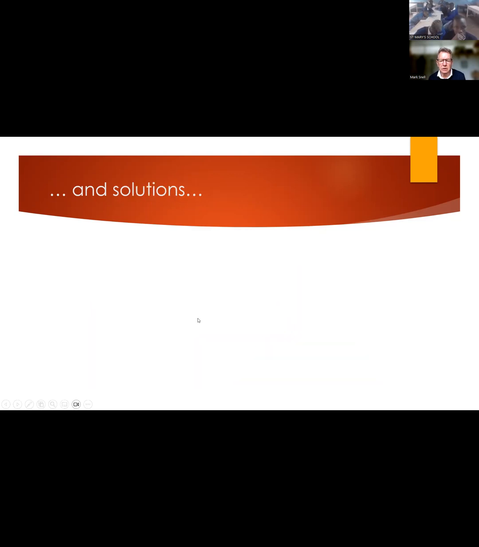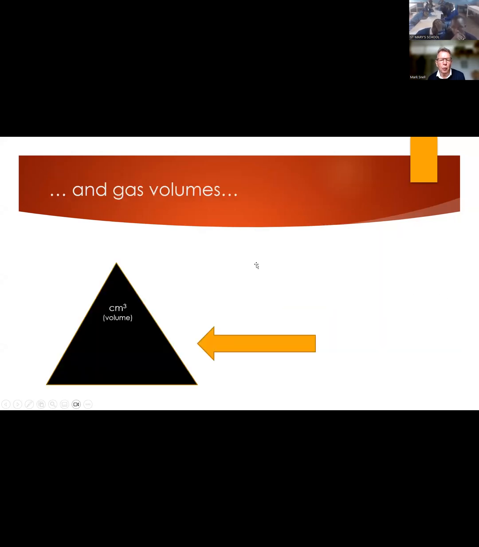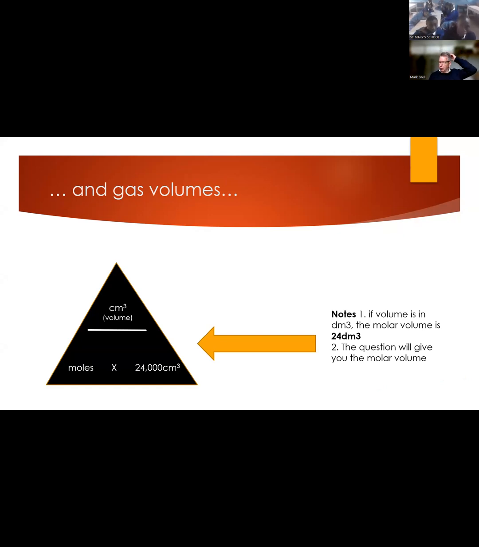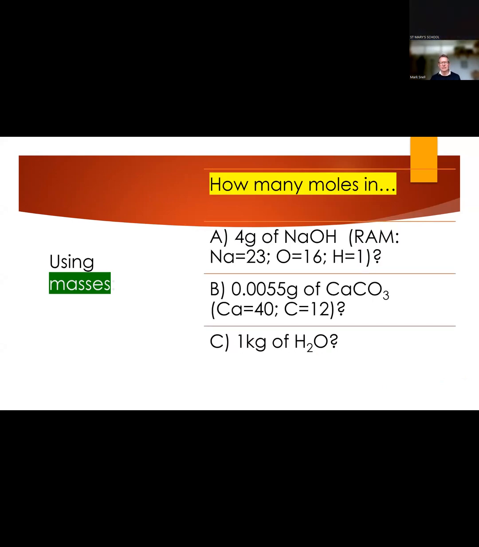Hang on. Here it is. For masses, we measure out the mass. Moles is at the bottom, and that's RAM. In this one, we have the volume at the top, moles at the bottom, and the amount for 1 mole, like the RAM or RMM. They will tell you whether they want you to use 24 or 22.4. That doesn't matter. Okay, so let's do a couple of questions using masses.